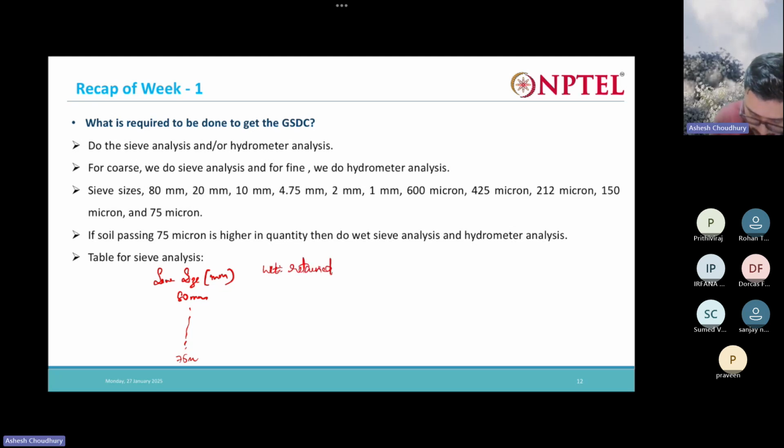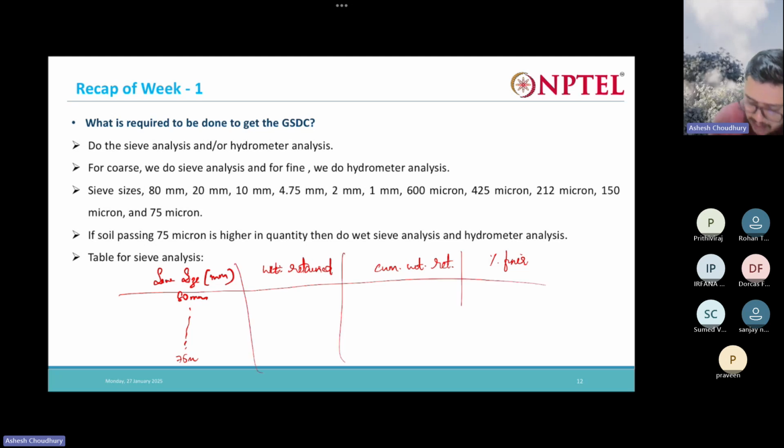Okay, then we have cumulative weight retained. Then we can find out the percentage finer. Like this we can make one table, and from this, finally, we can plot the percentage finer against the sieve sizes to get the grain size distribution curve.